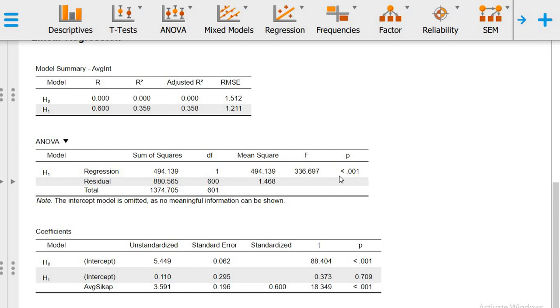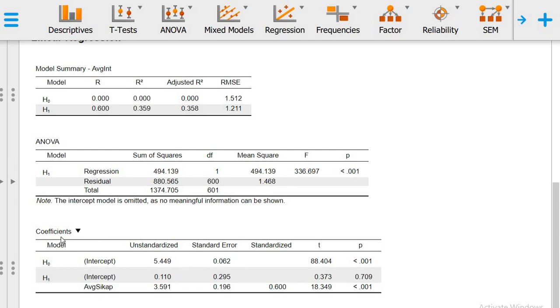If the reverse is observed, if the p-value is greater than 0.05, then we have reason to believe that the model cannot be used to predict our dependent variable.